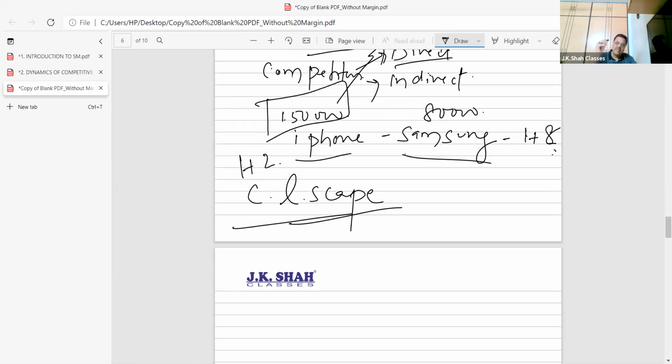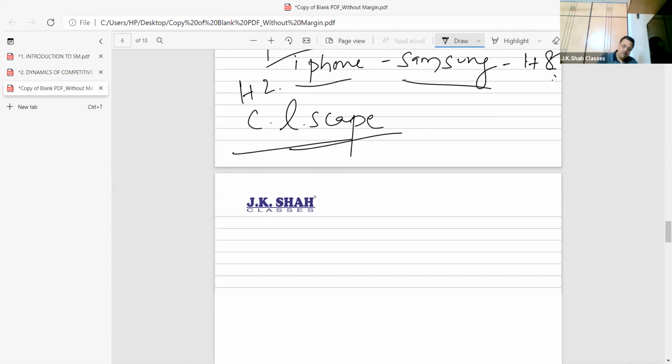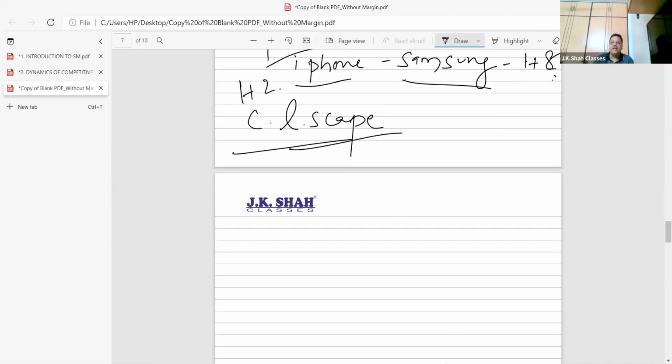Competitive landscape has 5 steps. I'll explain those 5 steps. Kindly pay attention. Whenever it is said you are entering a business, Aditya says, sir, I'm entering a particular business. So I would tell him, whenever you're entering a business, do a proper competitive landscape.